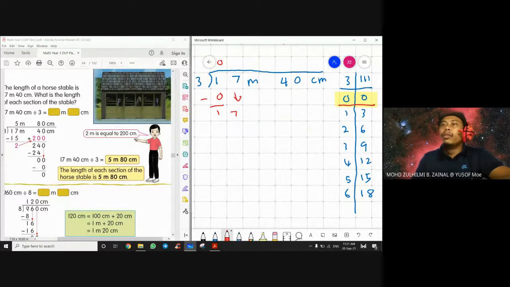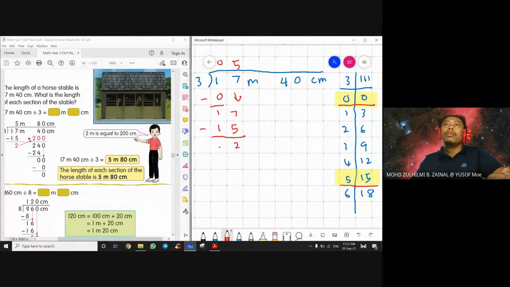Bring down 7. 7 becomes 17. 17 is also not there in the multiples of 3. So you have to find the nearest number which is in between this. 17 is in between 15 and 18. So you have to take the smaller number, which is 15. Bring down 15, bring up 5. So you minus. 7 minus 5 is 2. 1 minus 1 is 0.